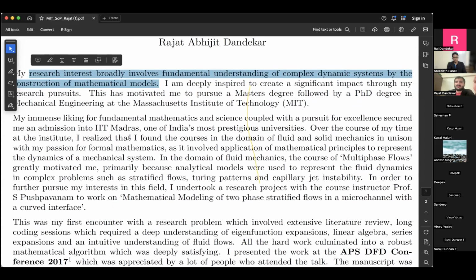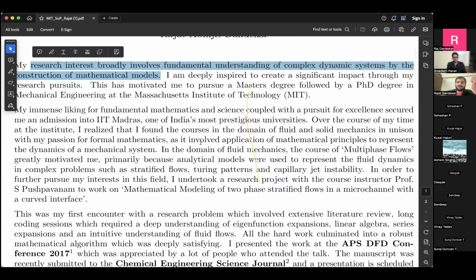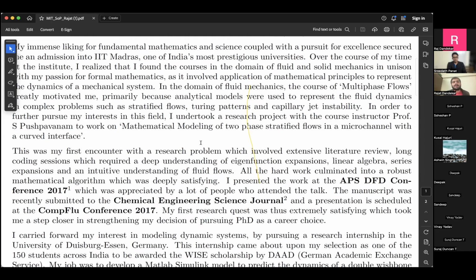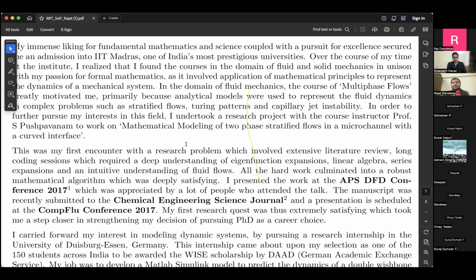That was my first paragraph where I mention my thread, and then I mention that I'm deeply inspired to create a significant impact during my PhD. In the next paragraph, I mention how I got interested in the field of fluid mechanics, and here I highlight a specific course which my professor had taught me. This way, my story looks very coherent, even though I had taken more than 50, 60 courses during my college.